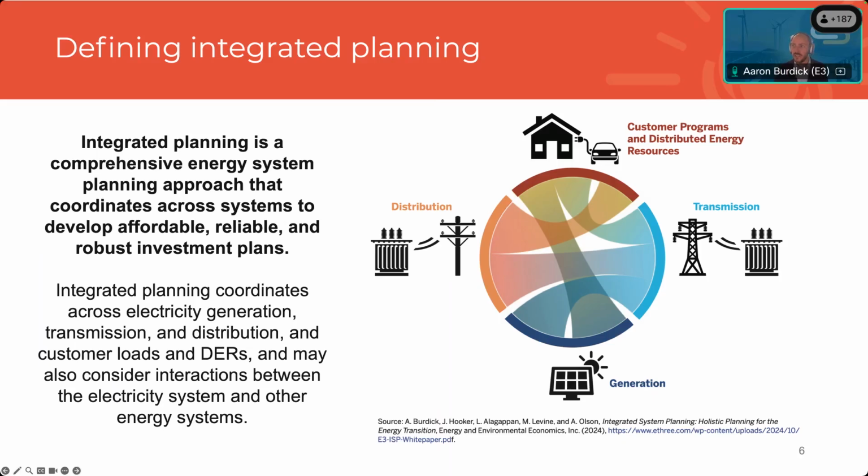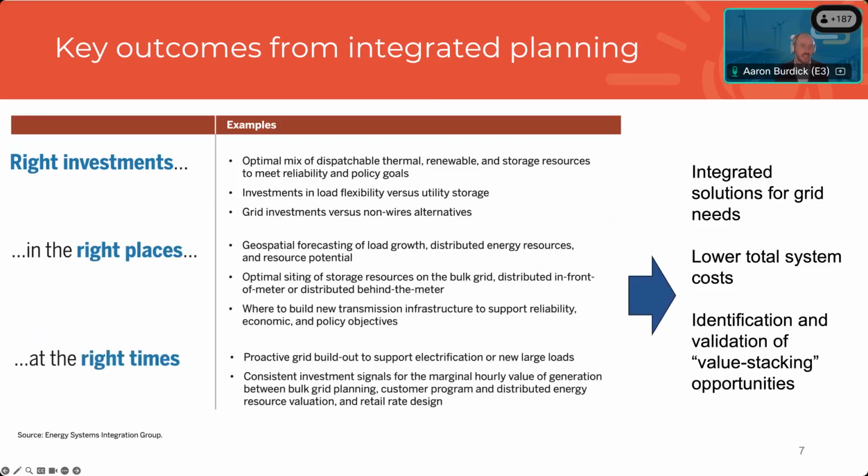So why should folks pursue integrated planning? So I want to talk about some of the key outcomes. I like to think of it in terms of these three categories. So we want to have the right investments made. When we talked about the opportunities earlier, over the next 20-ish years, we're looking at trillions of dollars of investment in the electric power system in the United States and much more all across the world. So we want to make sure that we're making the right investments.